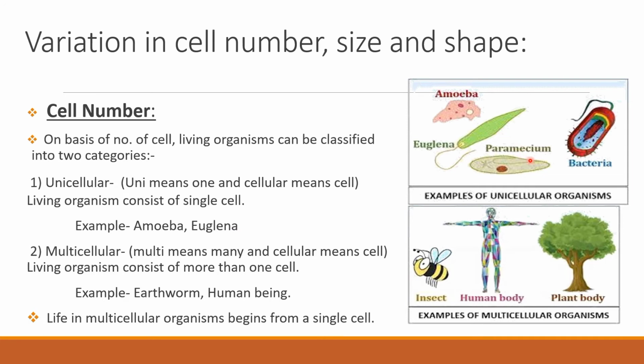Paramecium and bacteria are also examples of unicellular organisms, because they have only a single cell. They don't have thousands or millions of cells like us. But in a multicellular organism the number of cells is many, like insects, human beings, and plant bodies. Multi means many, so a living organism consisting of more than one cell is multicellular.